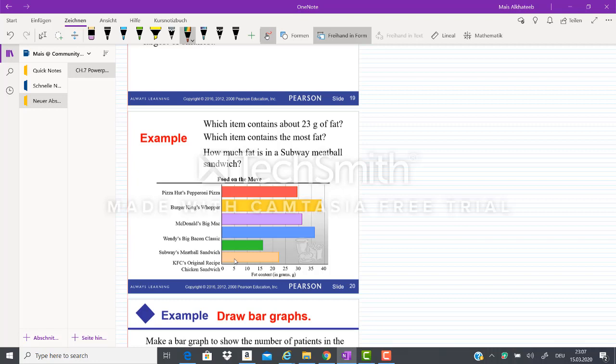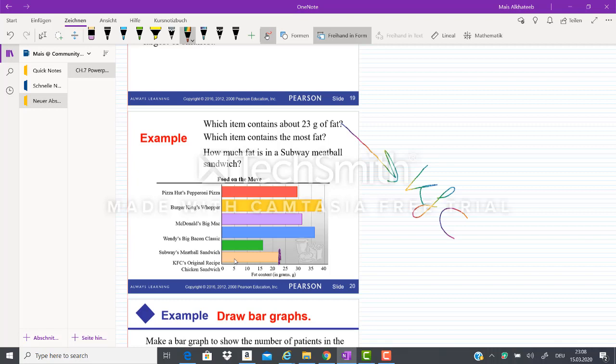Now, which item contains 23 grams of fat? Where is 20? Okay, I have 23. It has to be here. Which one contains 23 grams of fat? Yes, it's right. It's KFC. Okay, which item contains the most fat?